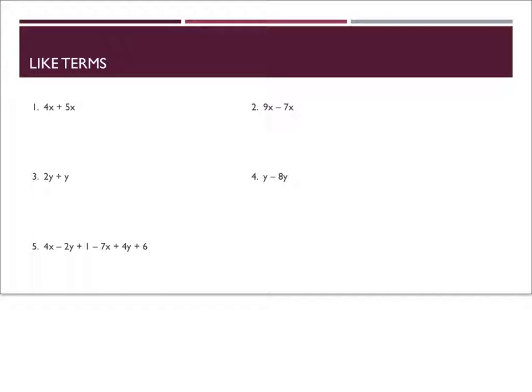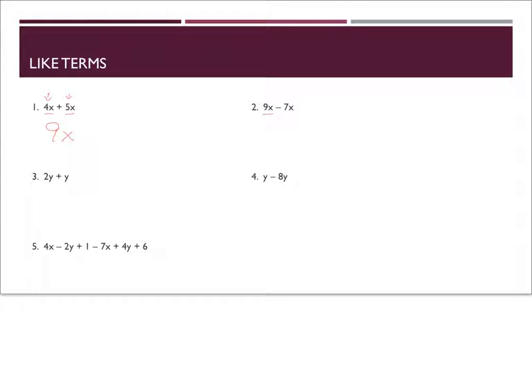Here's some examples. 4x and 5x. Notice both terms contain an x. That means I can combine them. I combine them by looking at the coefficients, positive 4 and positive 5. I combine positive 4 and positive 5 following the sign rules, and I get 9, and I keep the x.